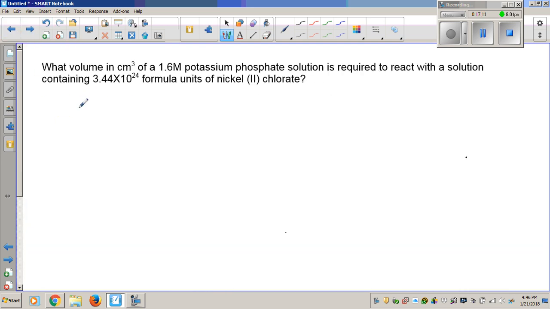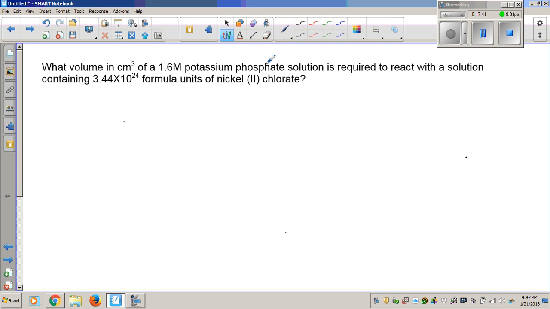All right, and then the last one, we have some potassium phosphate. What volume in cubic centimeters of a 1.6 molar potassium phosphate solution is required to react with a solution containing 3.44 times 10 to the 24 formula units of nickel-2 chlorate? And so once again, we have to look at the balanced chemical equation for this, and hopefully this time I won't forget to balance the equation.